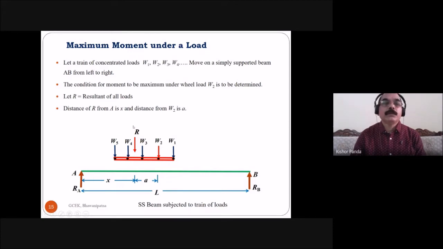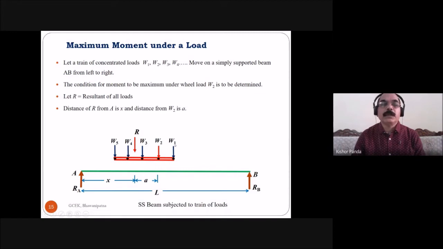Here you see the train of concentrated loads. When this is moving across a beam AB, take a train of concentrated loads W1, W2, W3, W4 and W5 moving on a simply supported beam AB from left to right. The condition of moment to be maximum under wheel load W2 is to be determined. So you have to find out the maximum moment under the wheel load W2. Let R be the resultant of all loads.